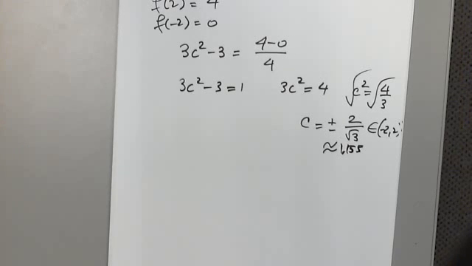The mean value theorem guarantees at least one, but the function may have more. Moving on to L'Hopital's rule. Any questions on this problem?